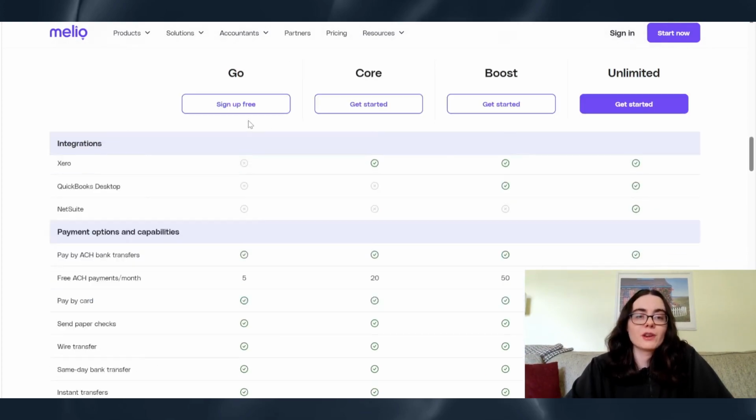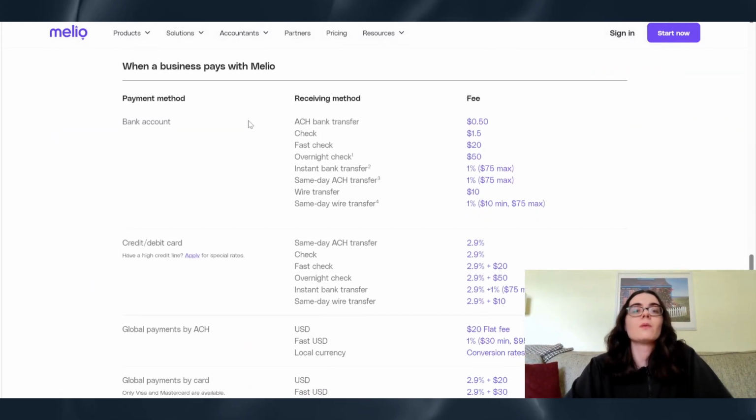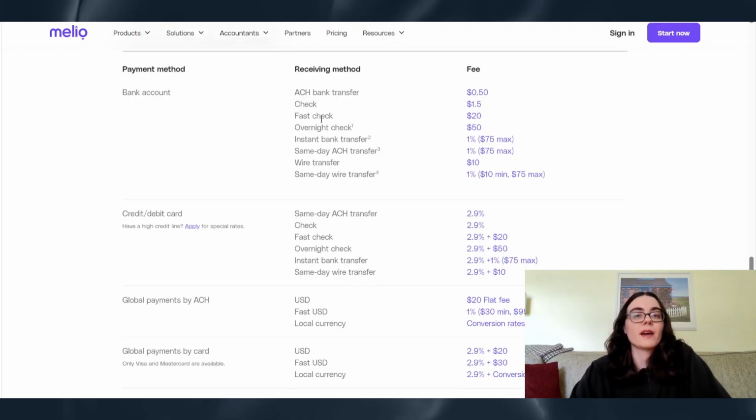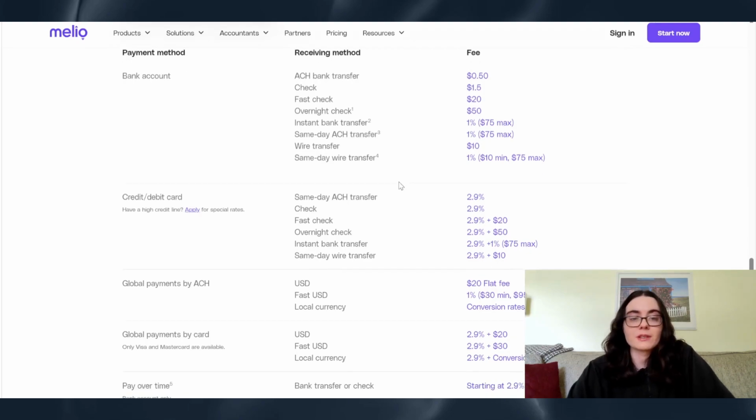As far as fees go per transaction, some of those plans have a set amount of free ACH included in the plan, except for the unlimited plan, which is unlimited free ACH. But for the lower level plans, once you hit your limit, it will cost you 50 cents per ACH transfer. And then for credit card payments, it's 2.9%. And then they do have other options like check, fast check, same day ACH, and same day wire. So they do have some expedited options as well.